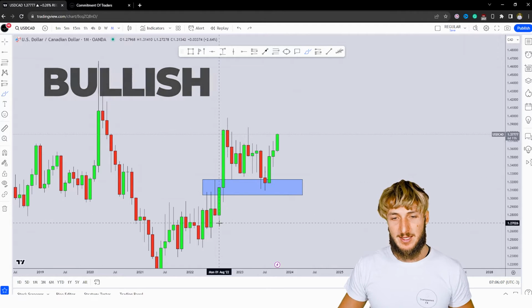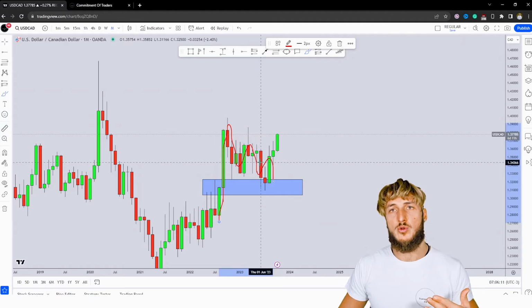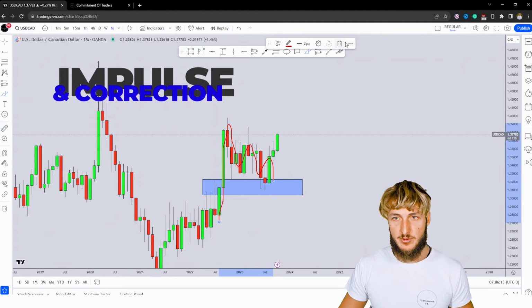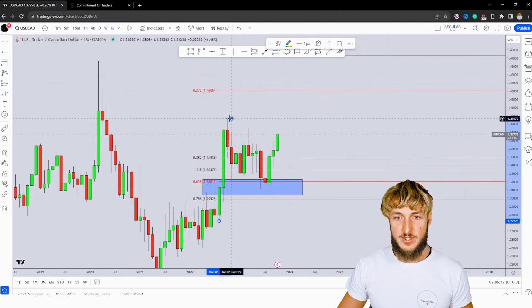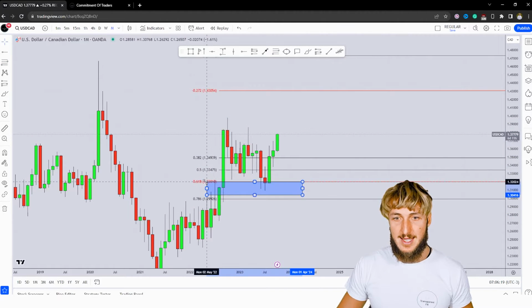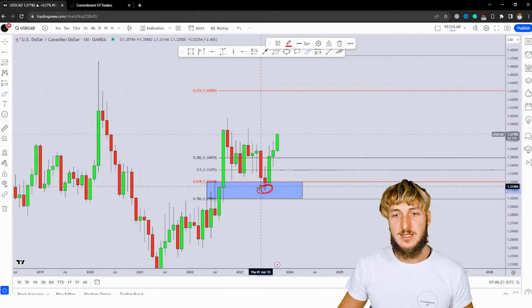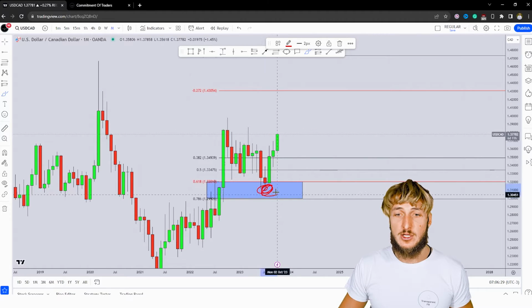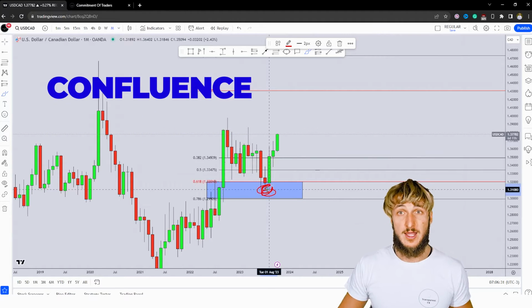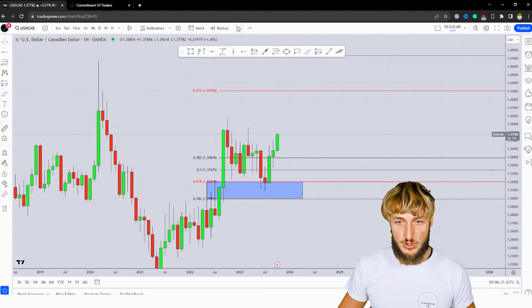Now, if we look at the pattern, we have already identified a clear impulse and correction, but if we want to measure this correction after the impulse, we have to take our Fibonacci from the low to the high of this impulse leg. What we can notice is that the level that the market actually tested and rejected here is exactly the zone between the 0.618 and 0.786 Fibonacci retracements. So this was actually a confluence of support, because we had both the Fibonacci levels and the structure.